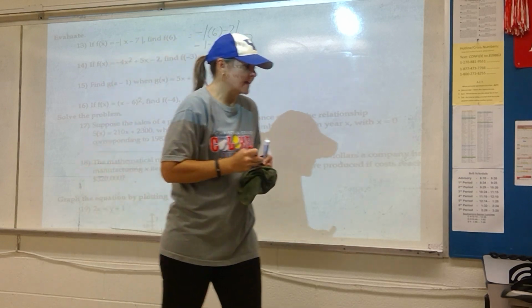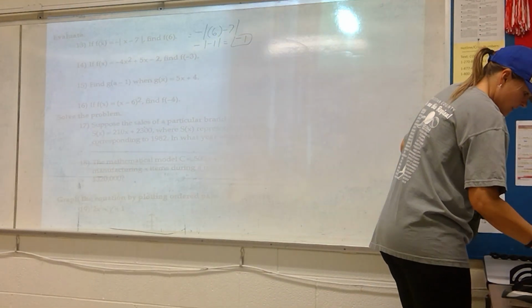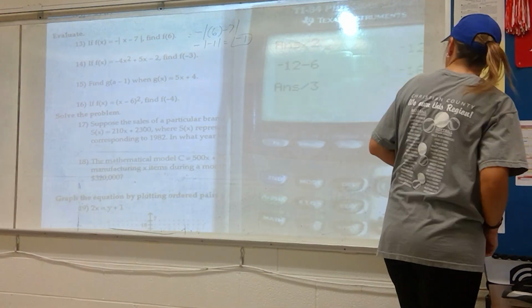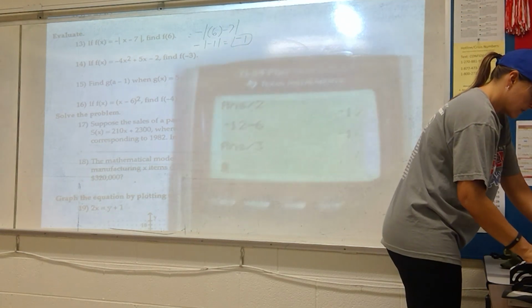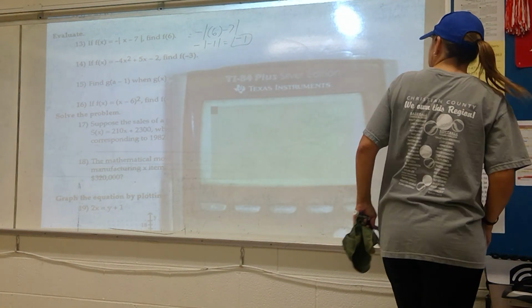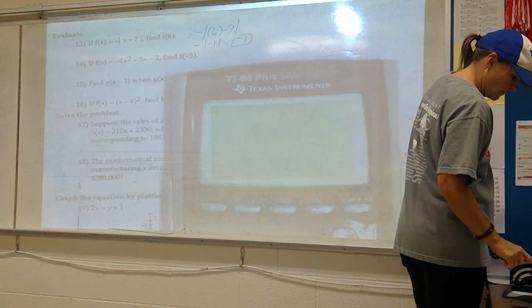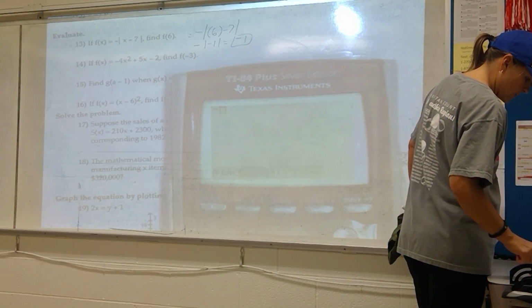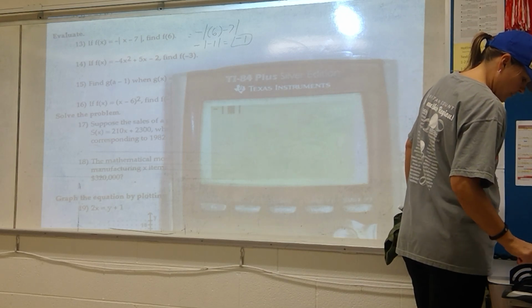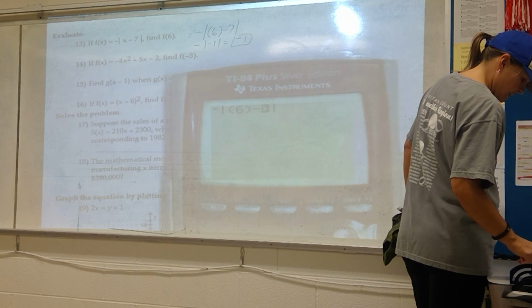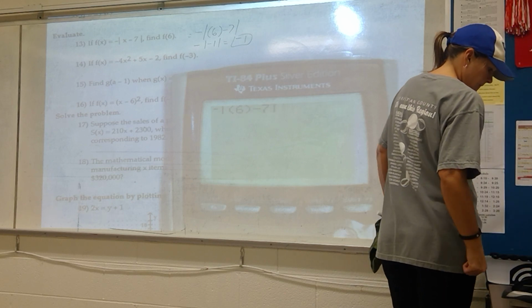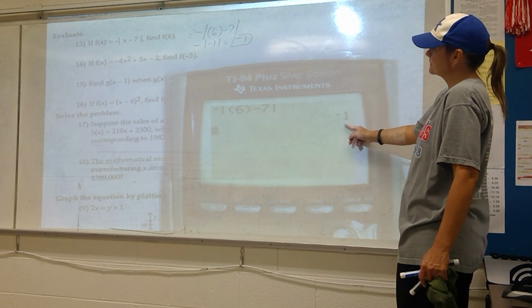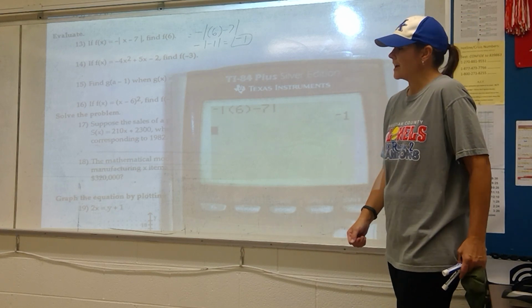If you're struggling with that, making mistakes, you can always use a graphing calculator. You can always type it in like you see it: negative, absolute value, alpha window, and then plug in your 6, and then minus 7. Same answer. Coincidence? I think not.